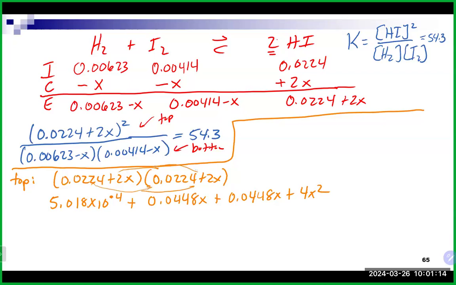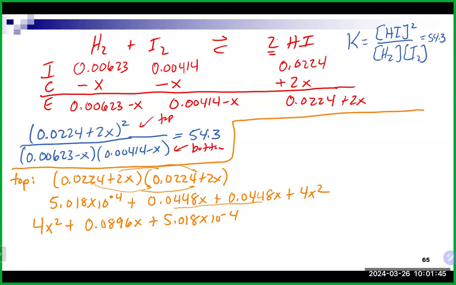All right, so at this point, we're just going to combine this and clean it up here. So for the top, we should end up with 4x squared plus 0.0448 twice, 0.0896x, plus 5.018 times 10 to the minus 4. Any questions on that one there?